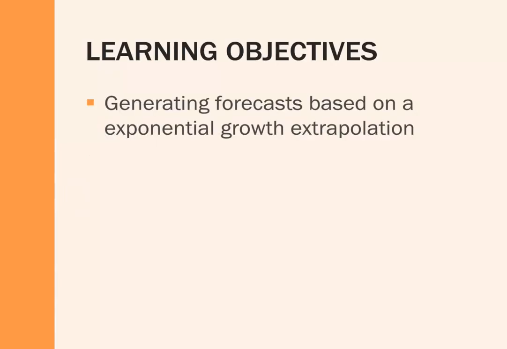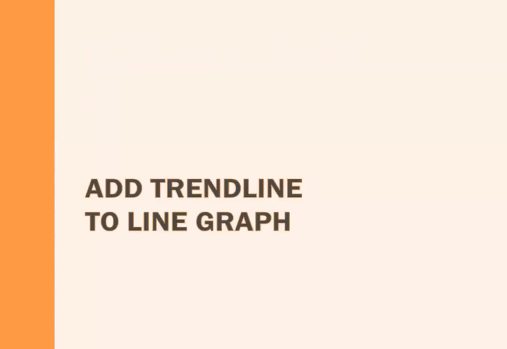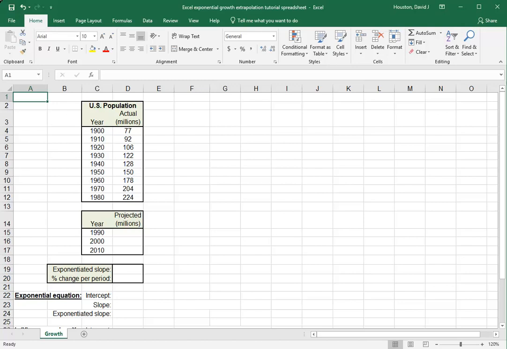Close parenthesis and hit return, and we see it projects a value of about 259.7 million. In this tutorial, I will demonstrate how to use Excel to forecast simple exponential growth. What I have here are data for the U.S. population in millions for the decade values 1900 through 1980.